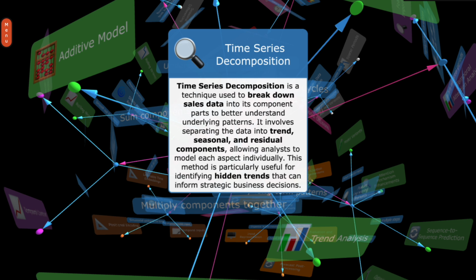Time series decomposition is a technique used to break down sales data into its component parts to better understand underlying patterns. It involves separating the data into trend, seasonal, and residual components, allowing analysts to model each aspect individually. This method is particularly useful for identifying hidden trends that can inform strategic business decisions.